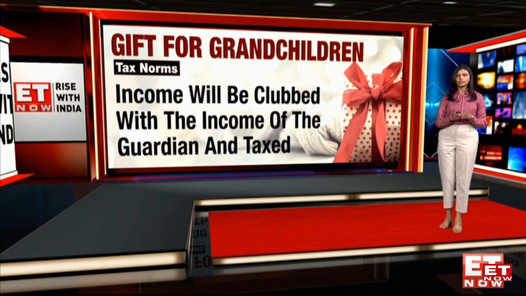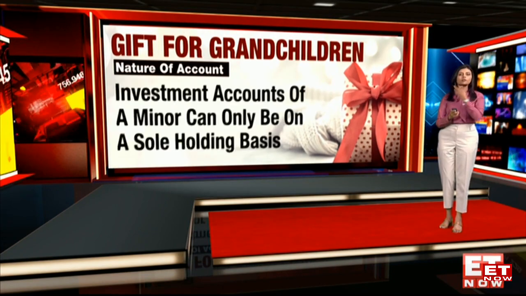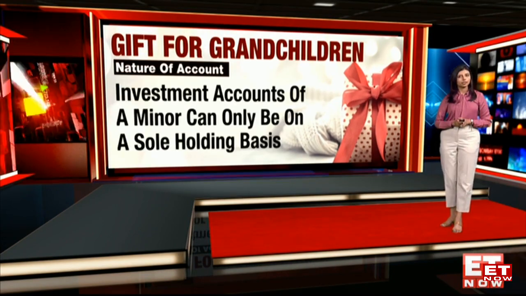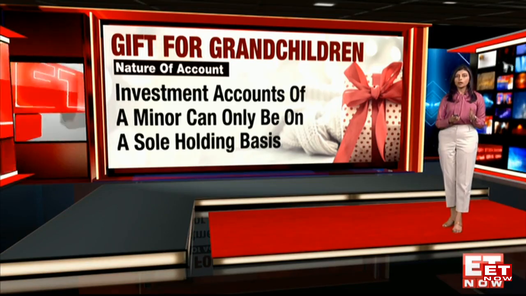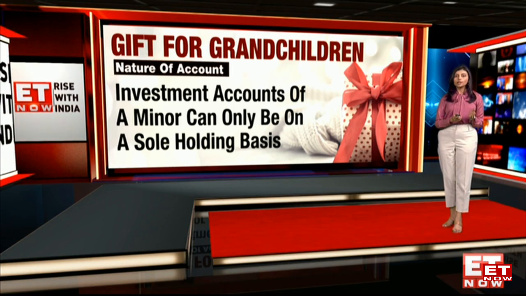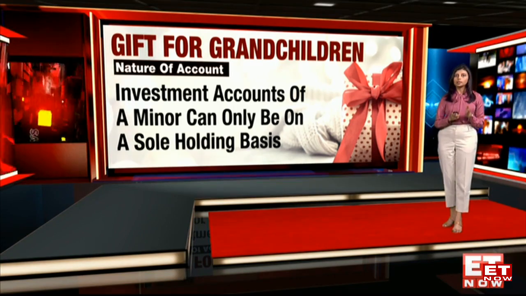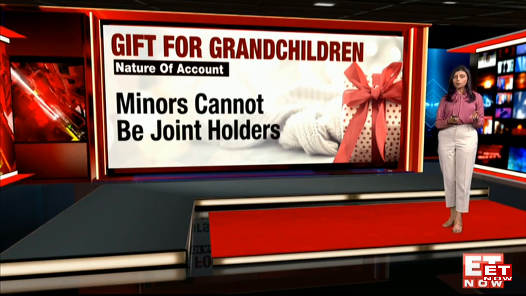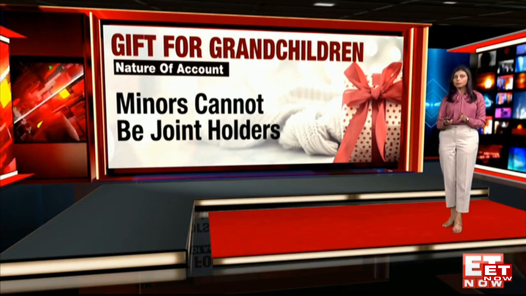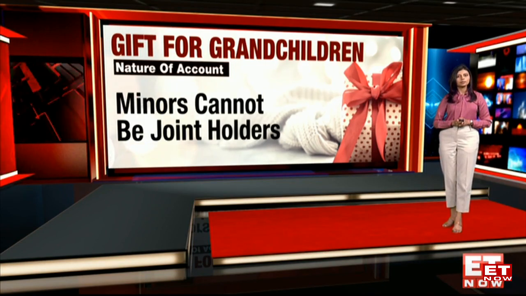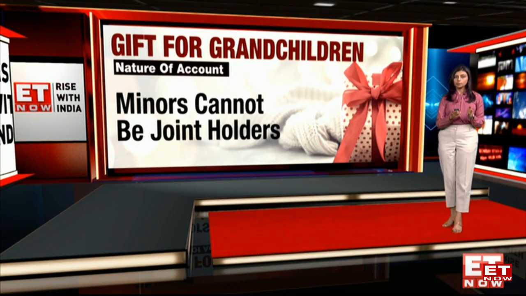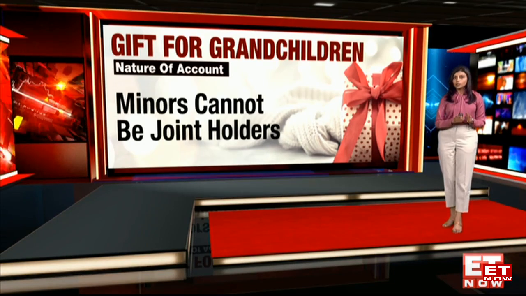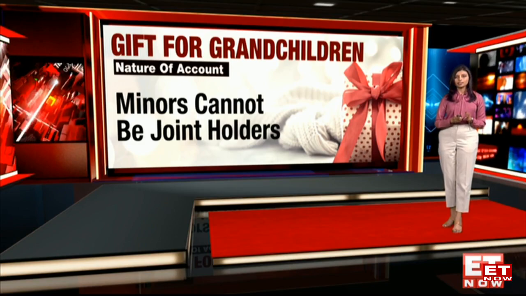Now, what is the nature of this account? All investment accounts of a minor will be on a sole holding basis. Minors cannot be joint holders. Now let's take a look at how these funds can be claimed. When the child attains the age of 18, the money invested can be accessed. However, the minor now turned major must have a PAN and a complete KYC process and have their signature attested by the banker to be able to access the money in their name. Guardians now cannot operate the account once the minor has turned a major.